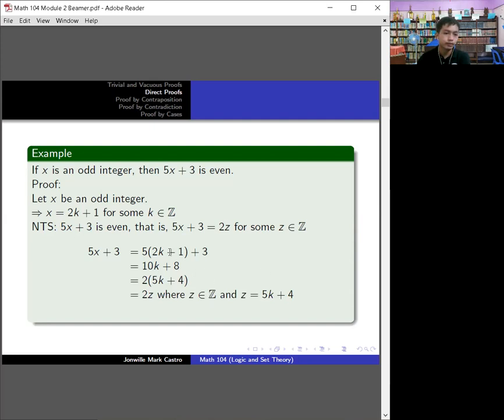So, therefore, since ito yung need to show natin, na-prove natin yung statement natin. Therefore, 5x plus 3 is even. So ginagamit natin yung tatlong dots na to, symbolize therefore. Okay. And itong black square is usually end of proof. Okay.